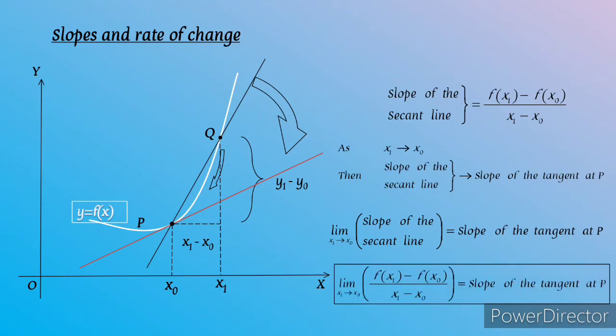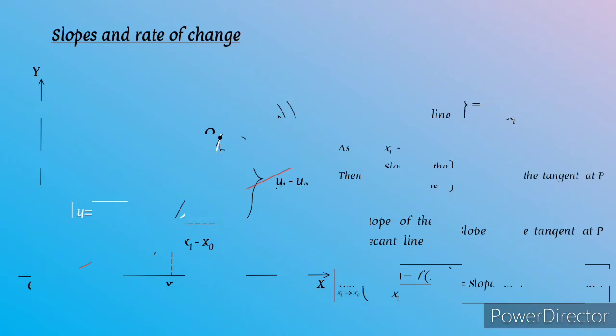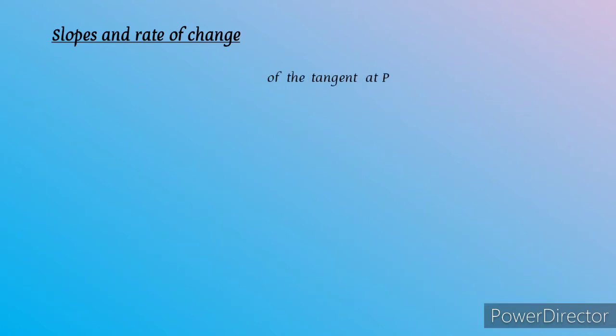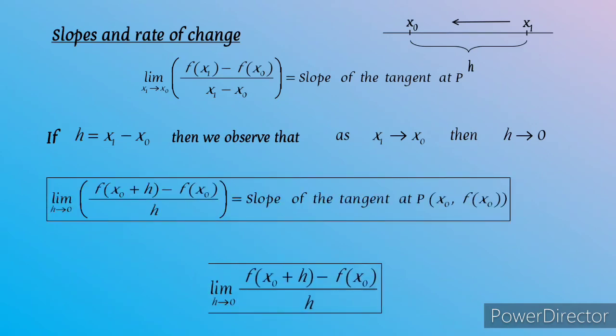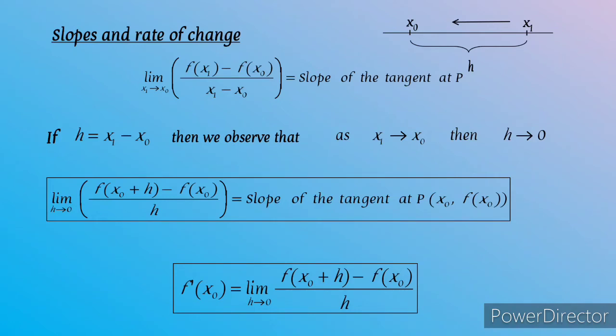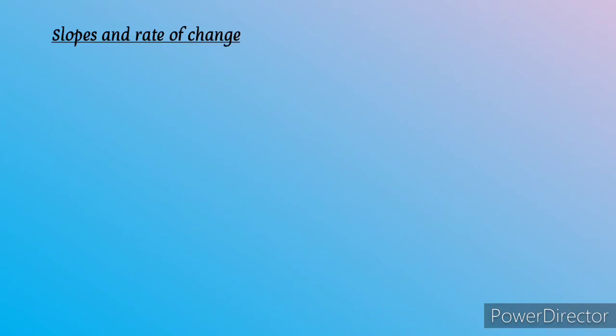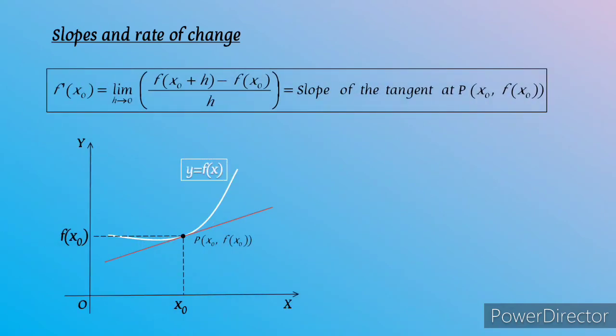To get rid of the arbitrary point x1, and to obtain a well-known expression, we replace the change in x by h. Now, the left-hand side of the final expression is actually the derivative of the function at x0. Our final goal is obtained with this single line. So, the derivative of a function at any particular point is the slope of the tangent drawn at that point.